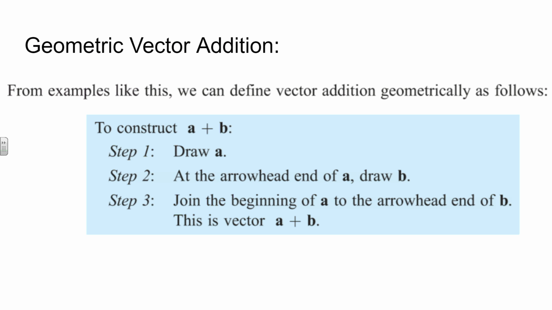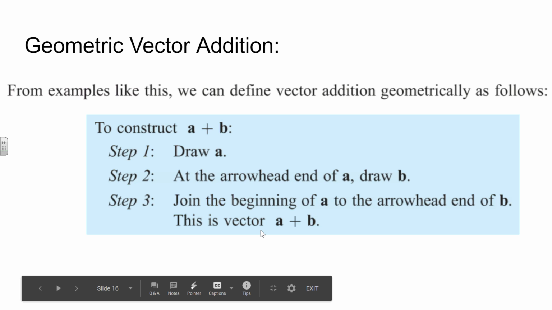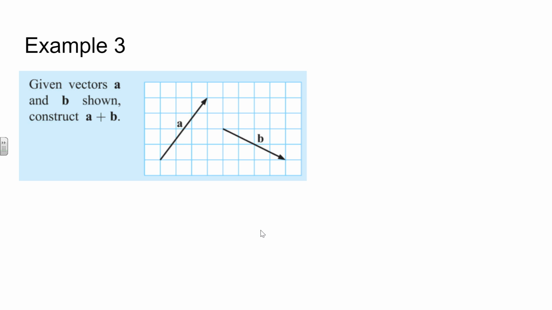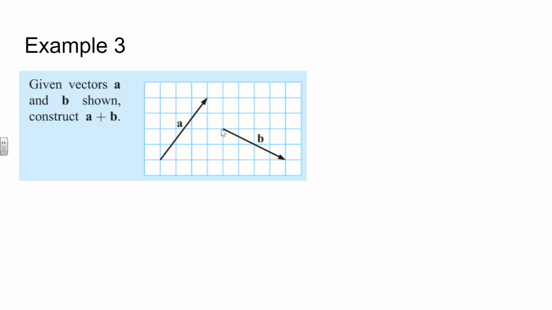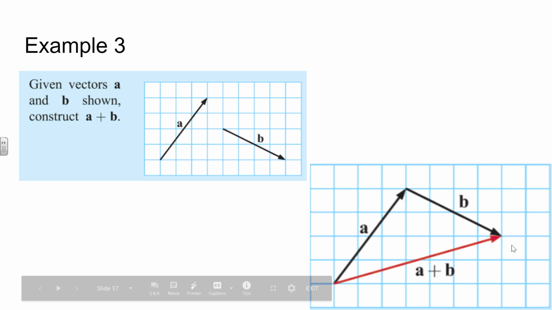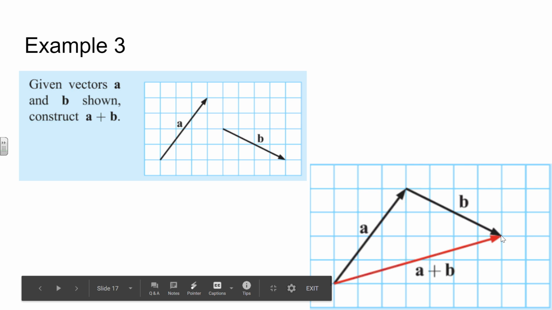So if we're trying to do this, all we have to do is to draw vector A, and at the arrowhead of A, in other words, where vector A terminates, we draw vector B. And then all we have to do is we draw the vector from the beginning of A to the arrowhead of B, and there we have vector A plus B. So if we took this example here, we have vector A, which goes up 4 and right 3, and then from there we're going to put vector B on top of that, which is going down 2 and right 4. If we were to pick that up and put it on top, we would see that we would have vector A plus B right here.